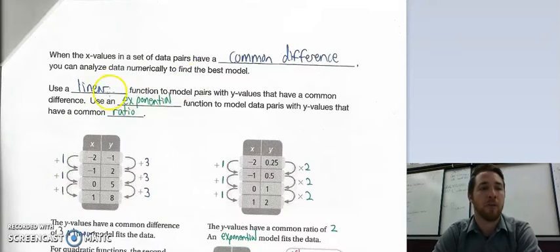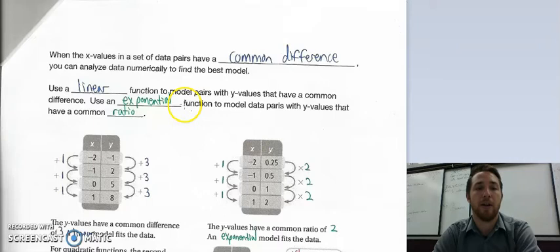So a linear function is if the y values have a common difference, and that part's important too. So not only do we have a common difference for the x values, but we can see in this first example, y values are always increasing by 3, so that is also a common difference for the y values. That's linear. Exponential is if I don't have a common difference, I'm not adding the same thing every time in the second table. Instead, I'm multiplying that same amount. So we use that if you have a common ratio, not a common difference.